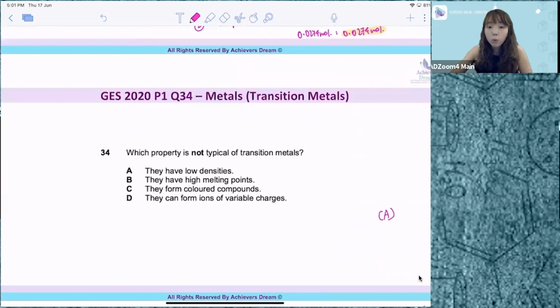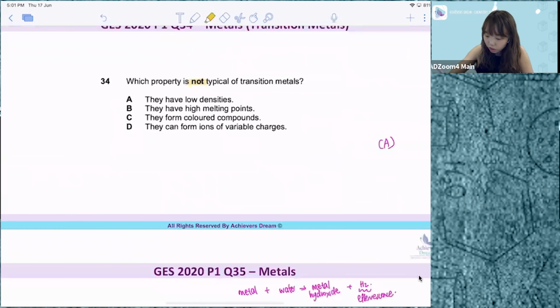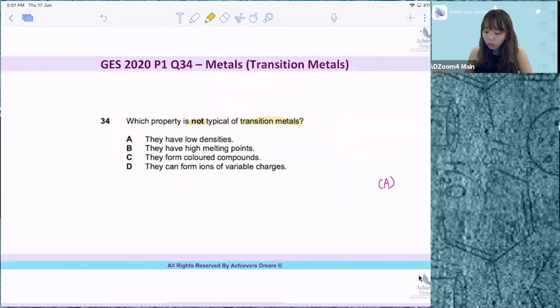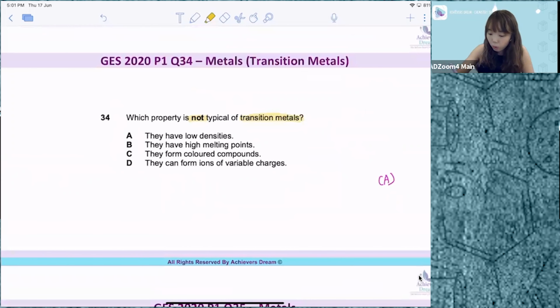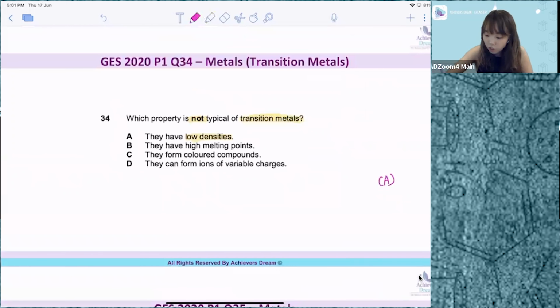Question 34, which property is not typical of transition metals? Okay, let's say option A, they have low densities. For transition metals, they belong to metals. Metals have high densities, with the exception of group 1 metals.